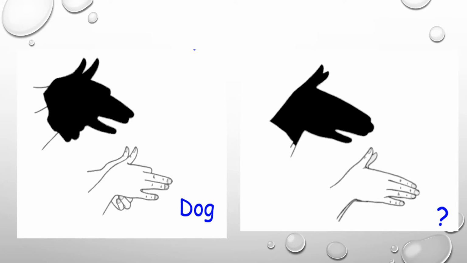We also have a hand shadow of a dog. Can you see that? Can you tell us what this looks like? What do you think this shadow here looks like? What does this hand shadow look like? Okay, think about it.